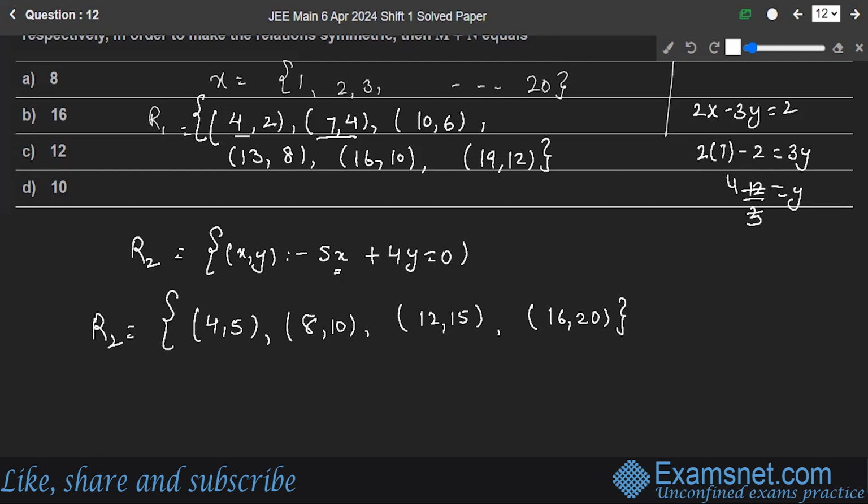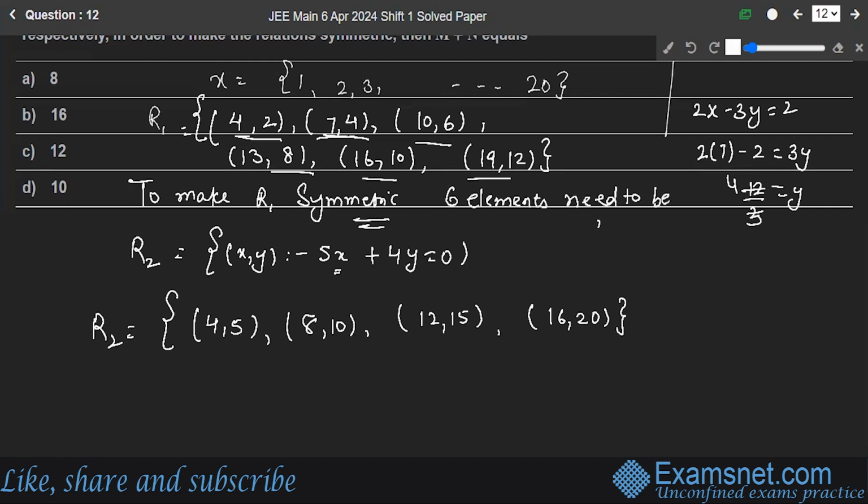To make R1 symmetric, how many elements do you need to add? 1, 2, 3, 4, 5, 6. You need to add 6 elements, right? So that it can be 2 comma 4, 4 comma 7, 6 comma 10, 8 comma 13, 10 comma 16, and 12 comma 19.